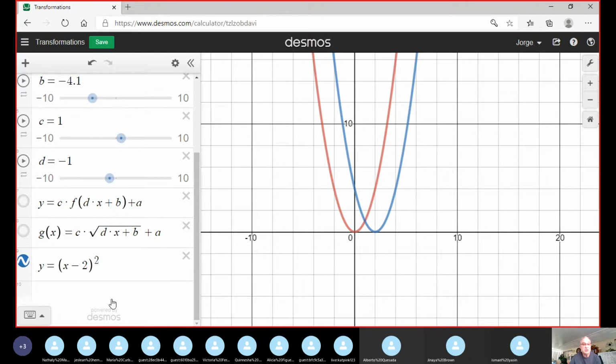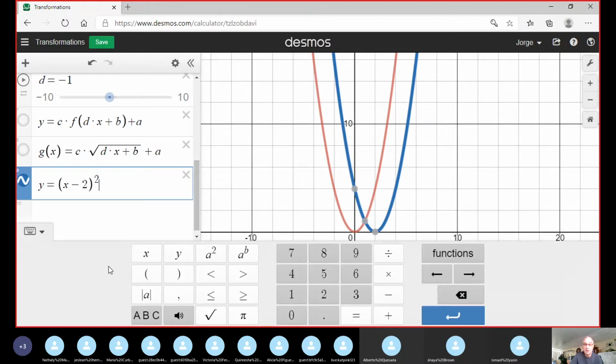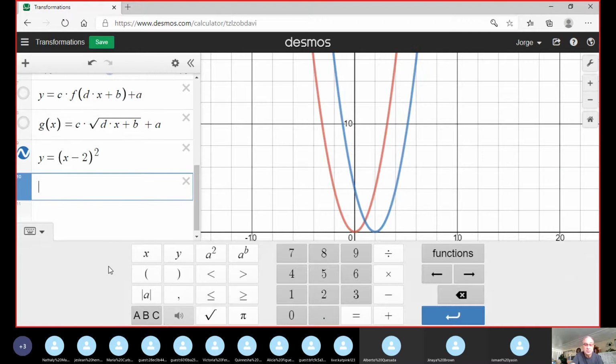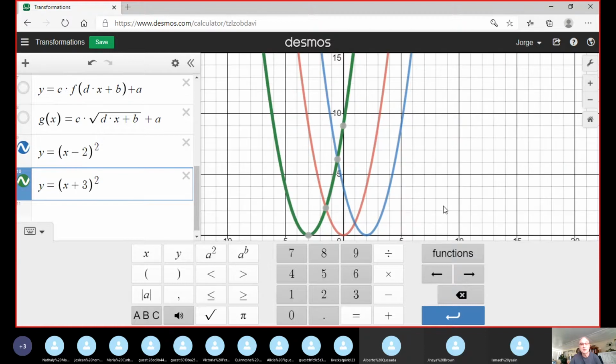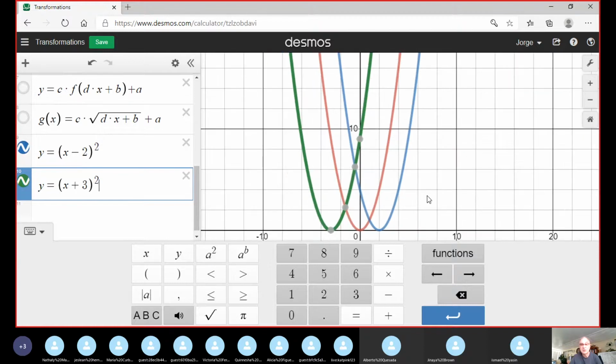However, say I change, suppose in another line, I put y equal open parenthesis x plus 3, no? X plus 3, which was the example that I put in the board, close the parenthesis, square. Here. Then, the green color, the motion is to the left.